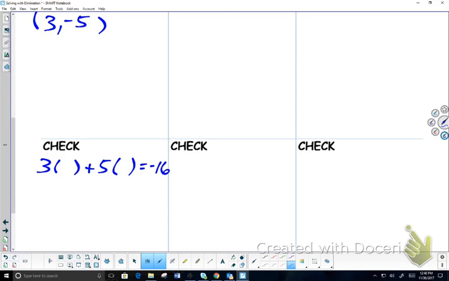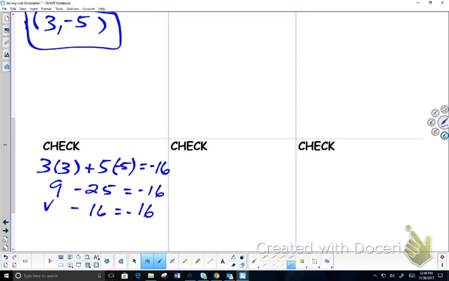Take my point and plug it in. 3 times 3 is 9, 5 and -5. What's 9 minus 25? -16. Does -16 equal -16? Yes, which means that is our answer. We did good.